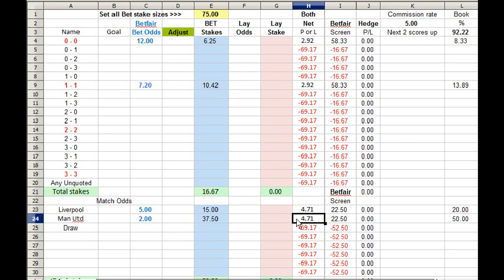Now that is a big difference, and that is because the winnings in match odds do not have the losing bet stakes in correct score deducted before commission.